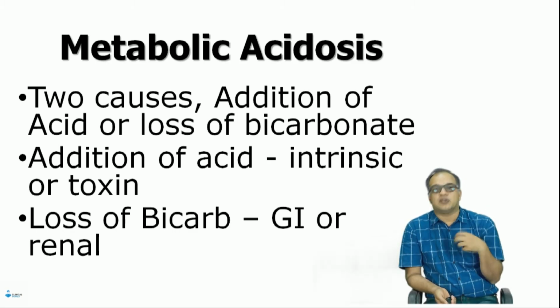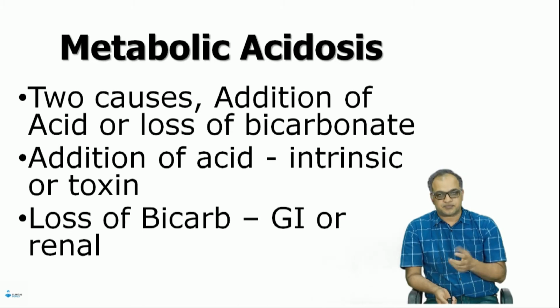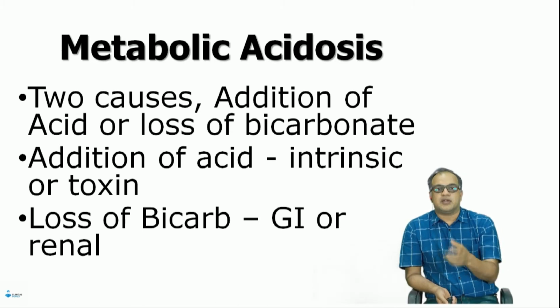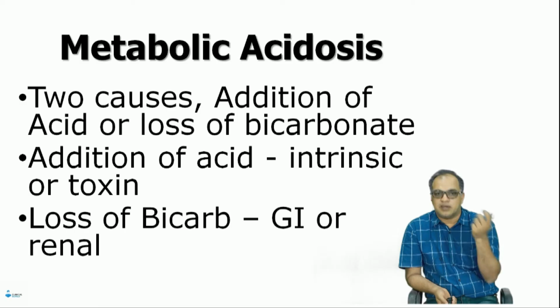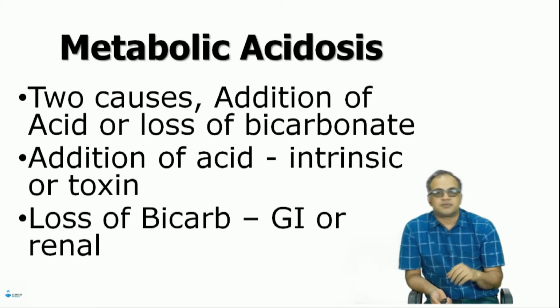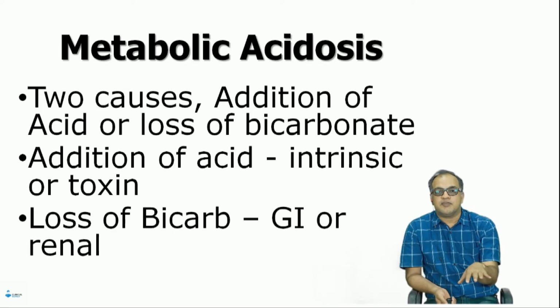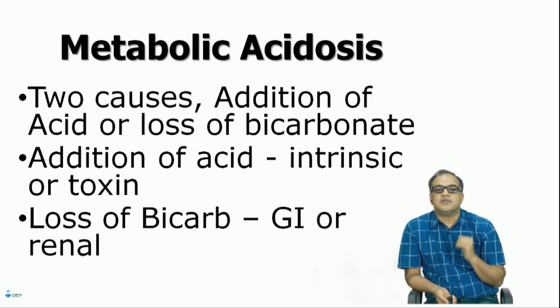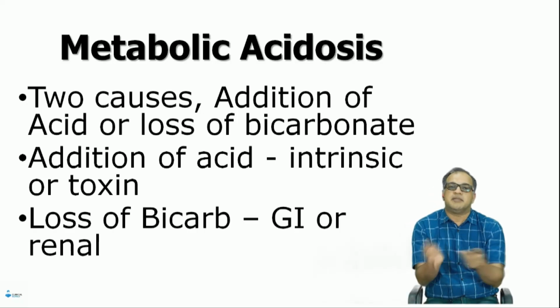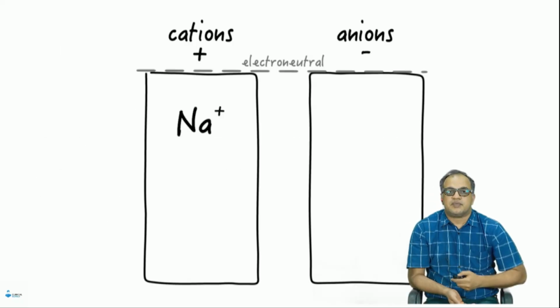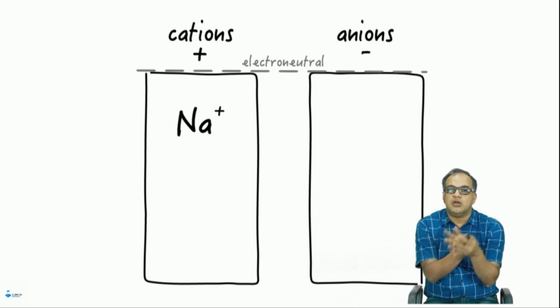If you are adding acid, it could be intrinsic like lactic acid in sepsis, or it could be a toxin, salicylate poisoning and all those things, mud piles. If it is loss of bicarbonate, then it is either from GI or it is from kidneys. On the basis of these two causes, metabolic acidosis can be of two types. It could be high anion gap or low anion gap.